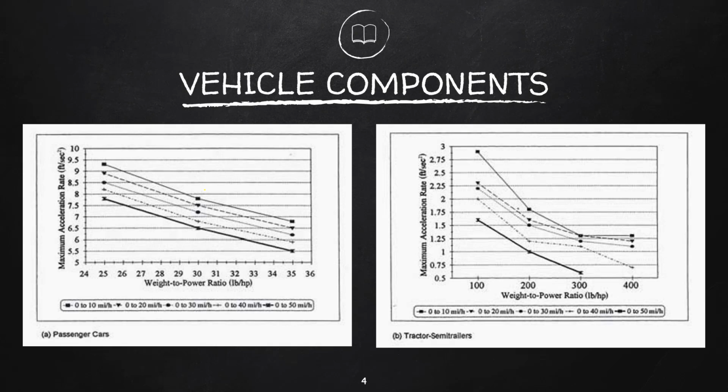We will take a look at the graphs shown in the figure. This is the weight to power ratio and the maximum acceleration rate. We can see here in the first figure that as the weight to power ratio increases, the maximum acceleration rate of the passenger car decreases. It also follows the same with the tractor or trailer trucks, for the second image in the right portion of the screen, but it has a somewhat non-uniform rate of change.